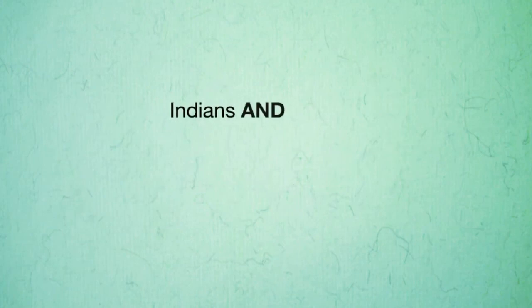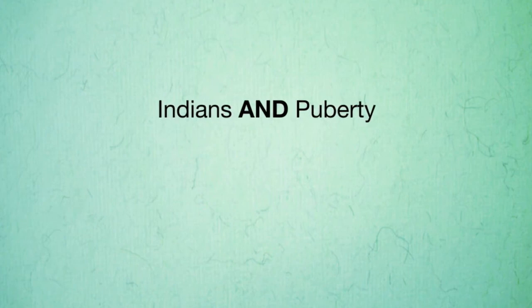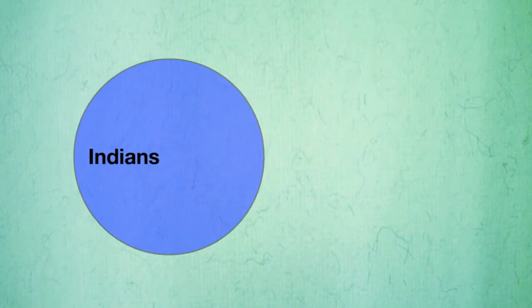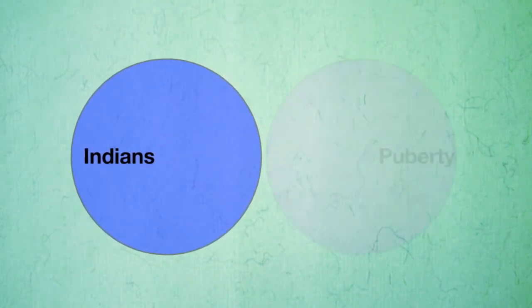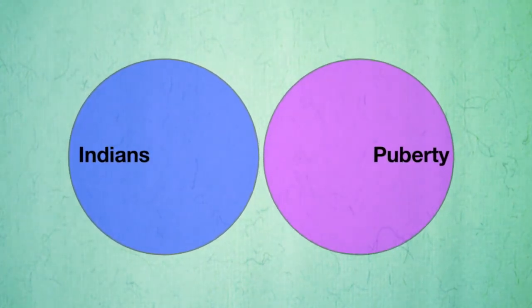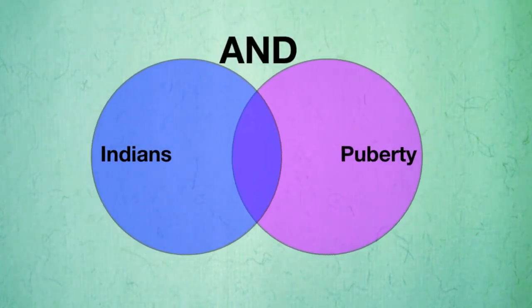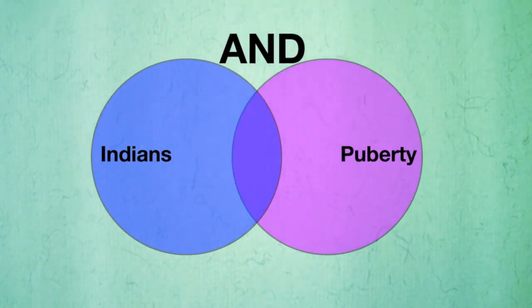The AND operator is used to combine terms that represent different facets. If I search for Indians and puberty, I'm telling the search engine to retrieve only those documents that have both the term Indians and the term puberty. To demonstrate this visually, this set contains all documents with the term Indians, and this set contains all documents with the term puberty. The dark section in the middle represents the documents that contain both the terms Indians and the term puberty. Using the AND operator narrows the scope of your search and eliminates irrelevant results.